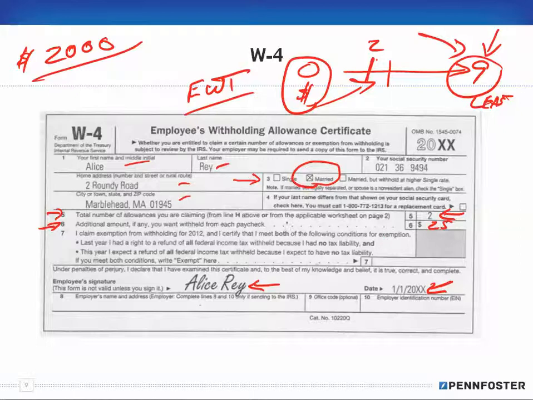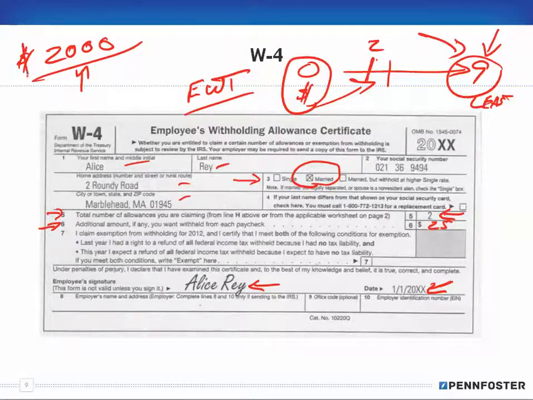So that you're having more money withheld, so that when it comes at the end of the year to do tax time, you've actually had the appropriate amount withheld for the taxes that would be due on this $2,000.